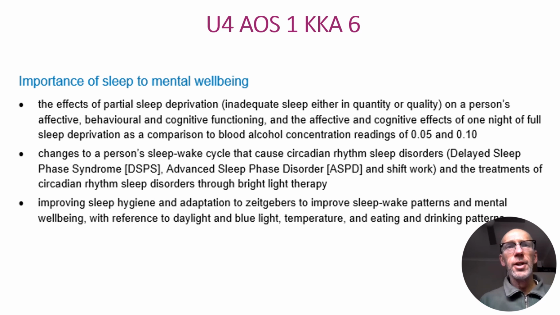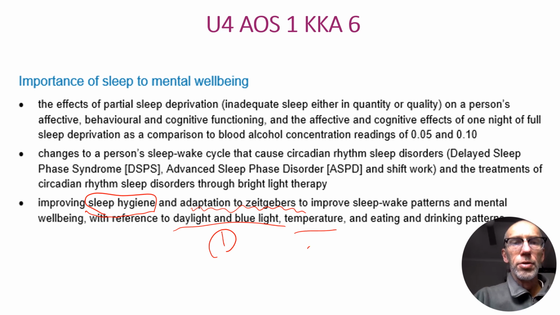So if we look at the very last KKA of Unit 4 Area of Study Number 1, there's 5 things to kind of hone in on. Number 1 is we've got to be able to discuss what we mean by sleep hygiene. And then there's a reference to the adaptation to zeitgebers to improve sleep-wake patterns and well-being. And it mentions 3: Number 1, daylight and blue light. 2, temperature. And 3, eating and drinking patterns.